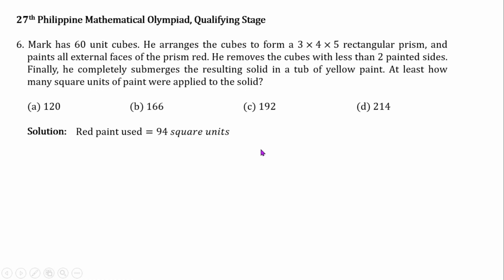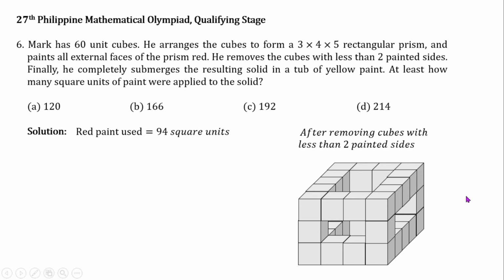Now, after removing the cubes with less than 2 painted sides, we must have this resulting solid. This resulting solid is submerged in a tub of yellow paint. So the new color of this resulting solid is yellow. Now, how do we calculate the number of square units of yellow paint used? Let us break this down into cases.